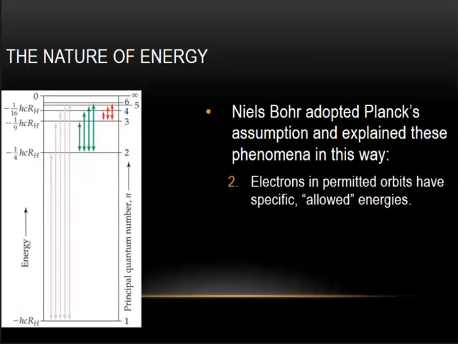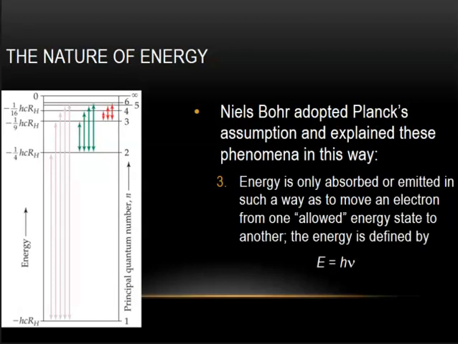Number two, the electrons in these orbits will have specific allowed energies. So there are only certain energies that are allowed in the atom. It's quantized and set to particular energy levels. Energy is only absorbed or emitted in such a way as to move an electron from one allowed energy state to another, and that energy is defined by E equals h nu.